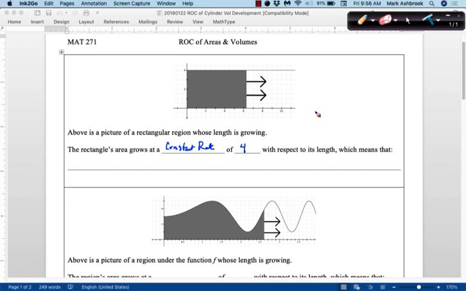So the rectangle's area grows at a constant rate, or a constant rate of change of 4 with respect to its length. So length being what? X or Y coordinate? Yeah, so they're calling this the length. That's our X. Which means that what? Have we learned something new in this class? What does a constant rate of change of 4 mean?